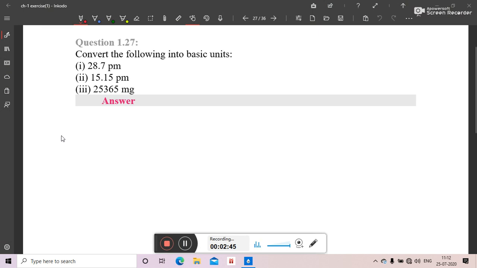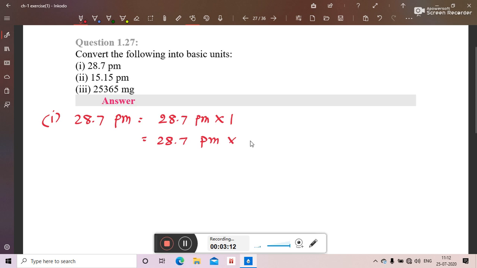Now number 27 is convert the following into basic units. So number 1 is 28.7 picometer. Now here we will see that picometer is the unit of length. So that is equal to 28.7 picometer into 1. So that is equal to 28.7 picometer. Now the basic unit of length is meter. Now what is the relation between picometer and meter?